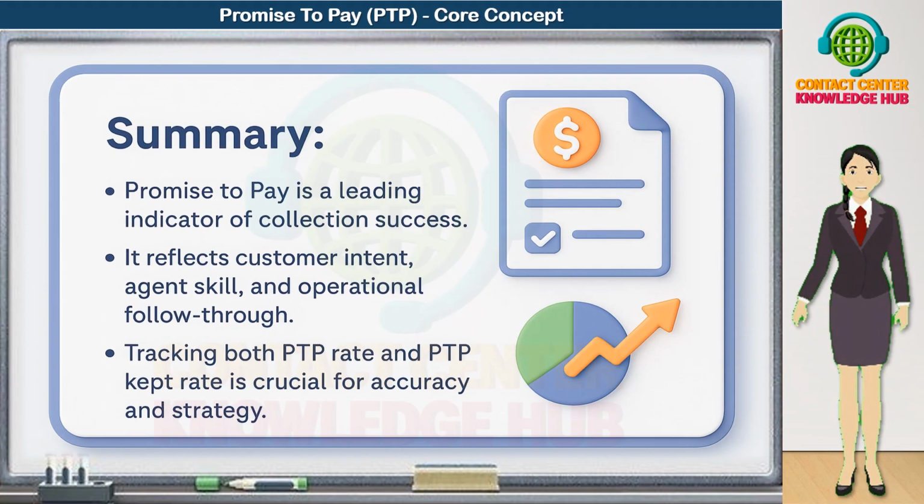Let's wrap up with a quick summary of what we've covered about promise to pay. First, promise to pay is a leading indicator of collection success. It gives early visibility into customer intent and future cash flow. Second, it reflects customer willingness, agent skill, and the strength of operational follow-through. And finally, tracking both PTP rate and PTP kept rate is essential. One shows intent, the other shows actual results. Together, they provide the clarity and accuracy needed to shape collection strategies and drive real financial impact.